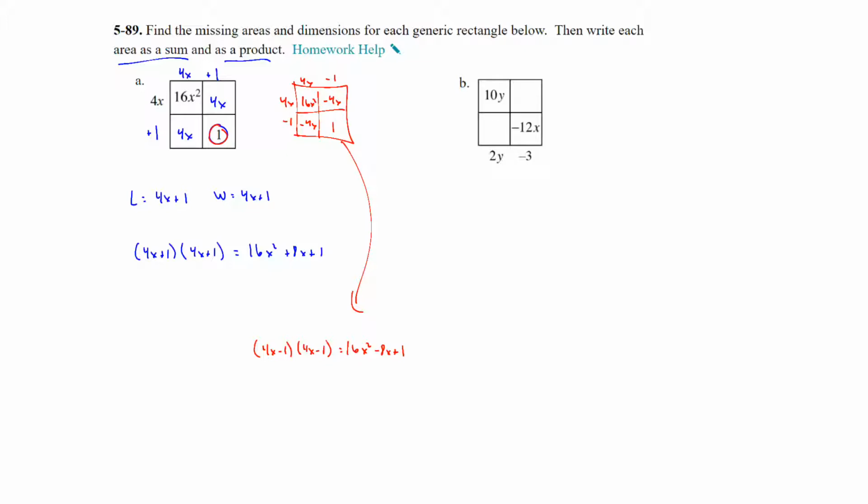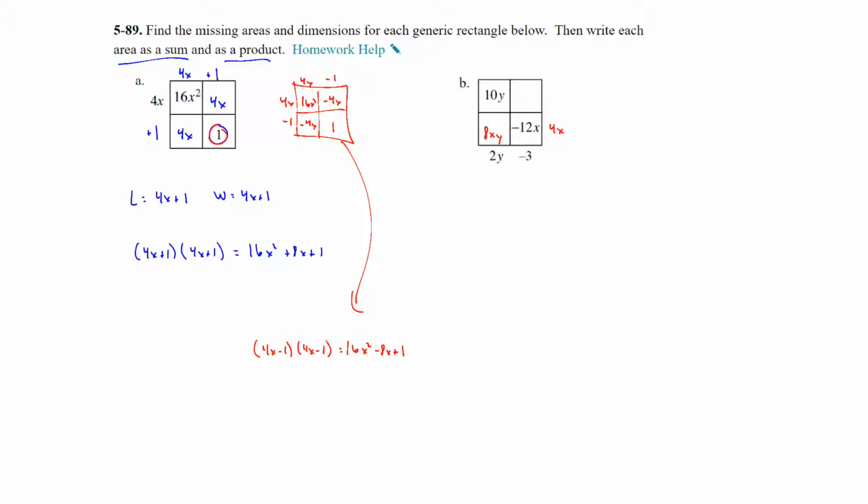On part B, we have another generic rectangle here, and this area is given as negative 12x, and we know this length is negative 3. So what times negative 3 gives you a negative 12x, or you could just divide, and that would be 4x. So we know that length is 4x. If this is 4x, then we can get this one right here by taking 2y times 4x, and that would be 8xy.